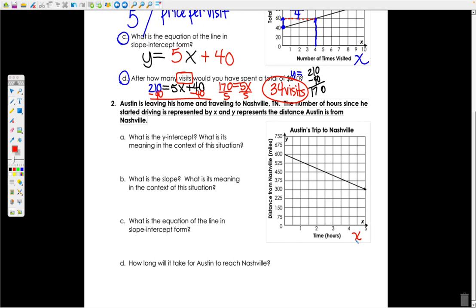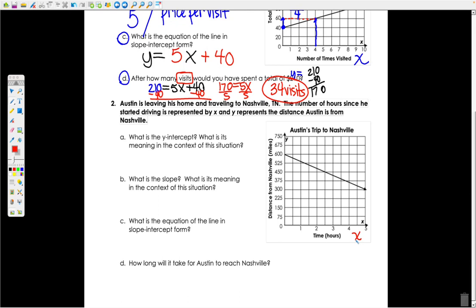So right here, again, number of hours since he started driving. This is saying after 1 hour of driving, he's at that many miles. After 2 hours of driving, he's at that many. After 3 hours, that's how many miles he is. So he's getting closer to his destination. Getting to Nashville means you have 0 miles left, okay? That means we know our rate's decreasing because the distance is decreasing.